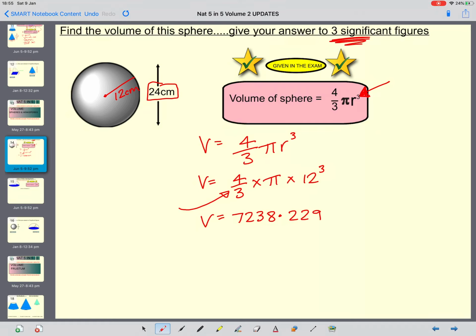7,238.229. And again, I just write a fuller answer to make sure I get my answer mark correct. Go back again and look at the question, and you wanted 3 significant figures. So 1, 2, 3, most important. This is my decider. That 8 rounds that 3 up. So it becomes 7,240 centimetres cubed. And that is your final answer.